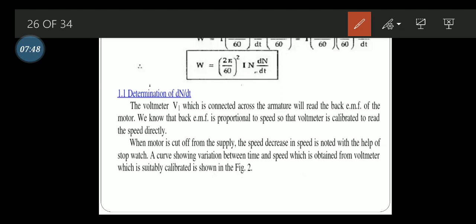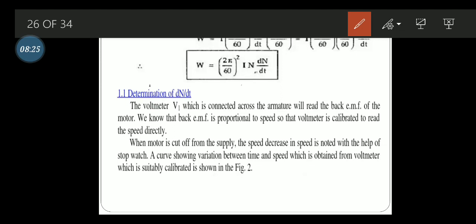During the slowdown of the motor, you note down the back EMF of the motor and the time taken to stop the armature. That is to be measured. How to measure the back EMF? The back EMF is proportional to speed. So then you can relate that speed with time. That is given here.